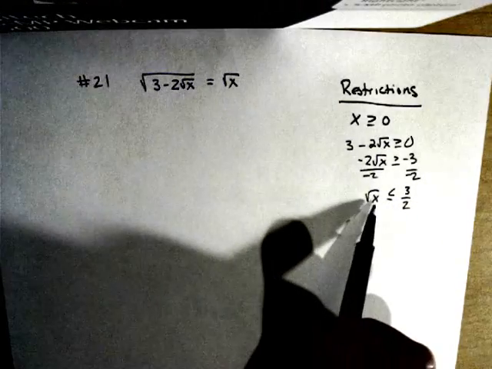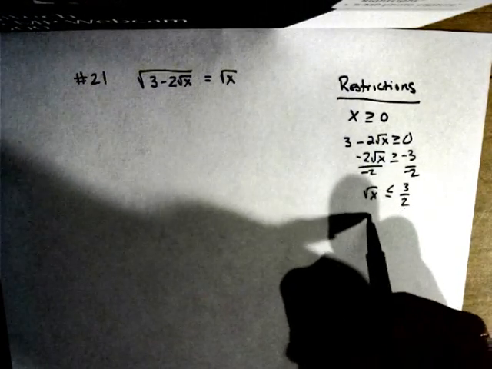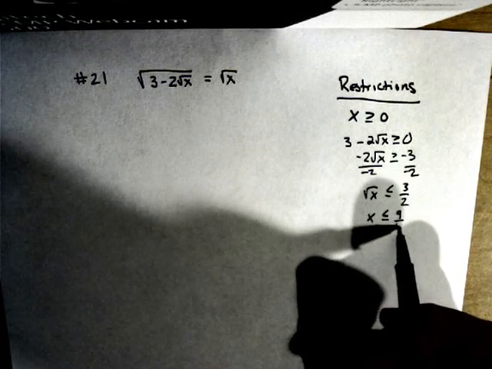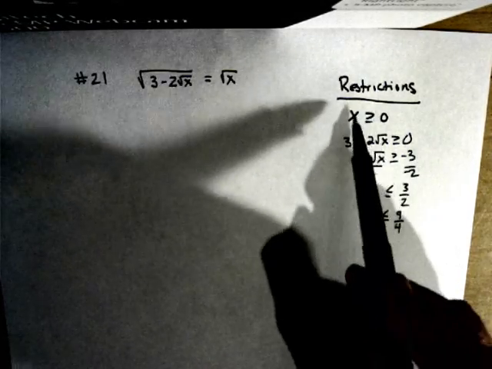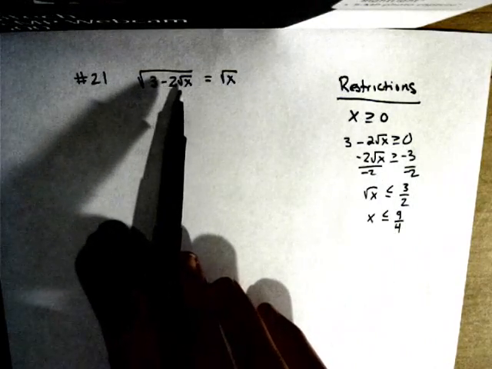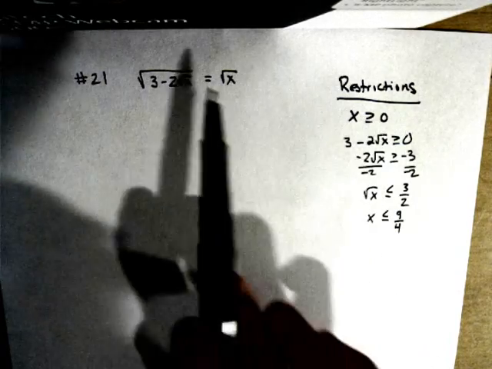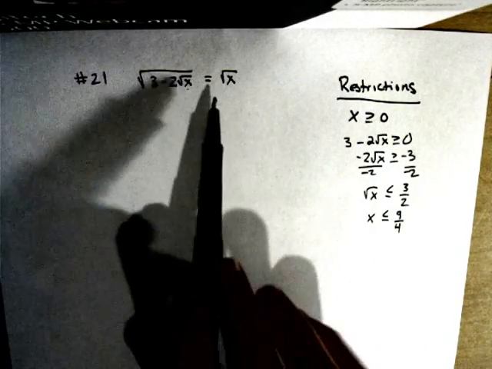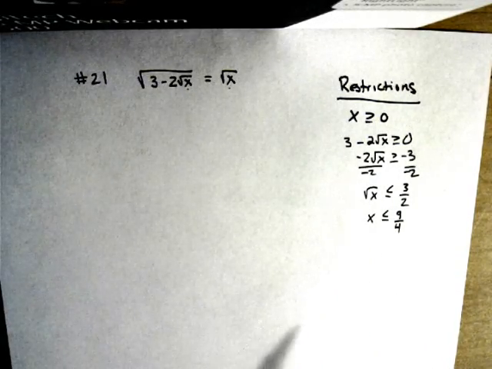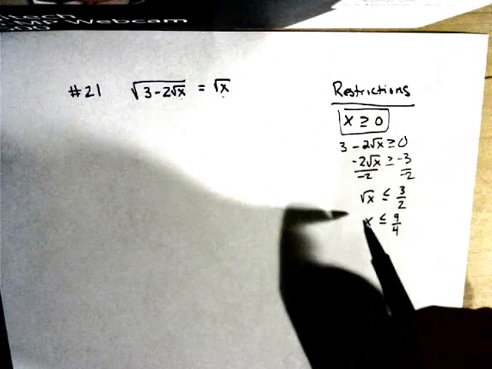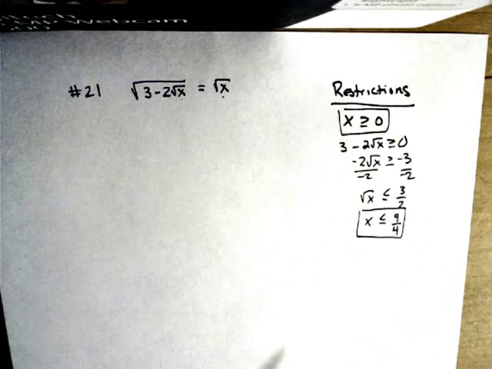And then to undo a square root, we're going to square both sides. X has to be less than or equal to 9/4. So these are our 2 restrictions. And then we could set a restriction for this radical, but that will follow the same as this because it's just an x underneath the radical, which is the same as that expression right there. Okay, so now that we have our restrictions, we can go on and solve the problem.